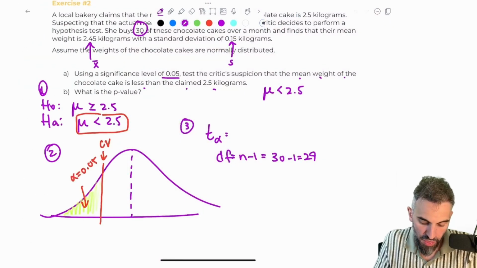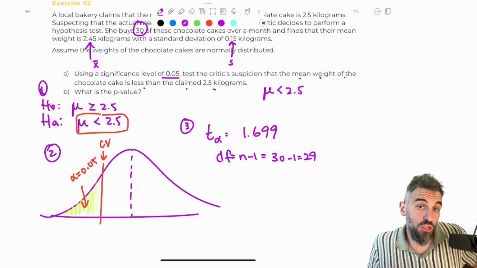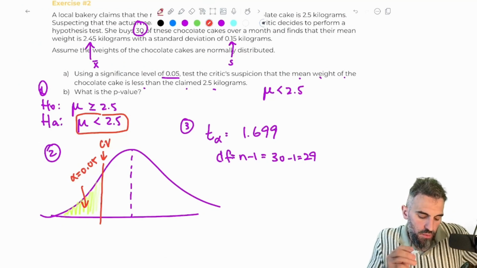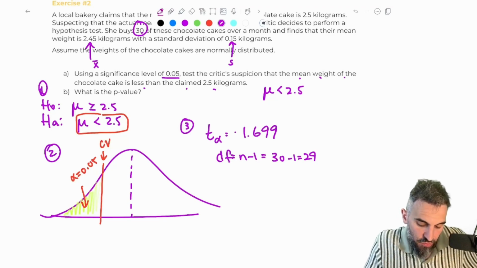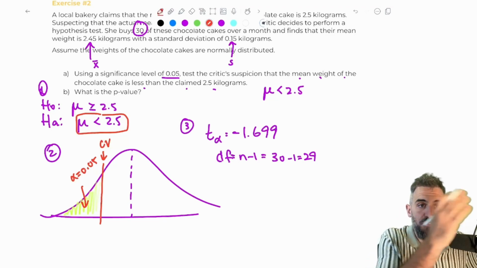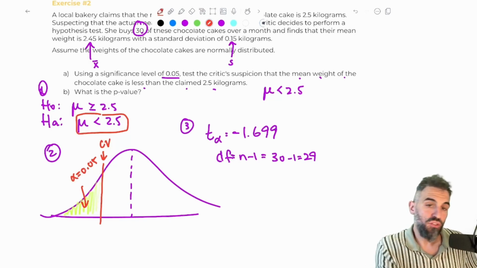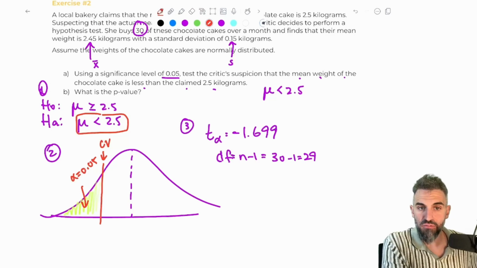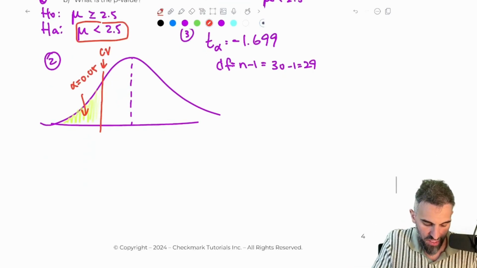1.699. Now the thing about the t table is that it's always one-sided. So pay attention here, it's important. This is not 1.699. It's actually negative 1.699 because it's on the left side of your midpoint, right? Of the middle of your bell curve. We're on the left. Everything on the left is negative, but the table won't give you that. You have to put the negative on yourself. So what I'm saying is this line is negative 1.699.